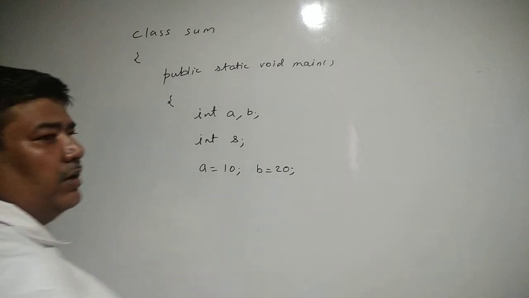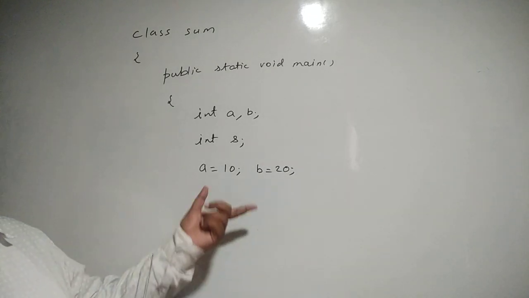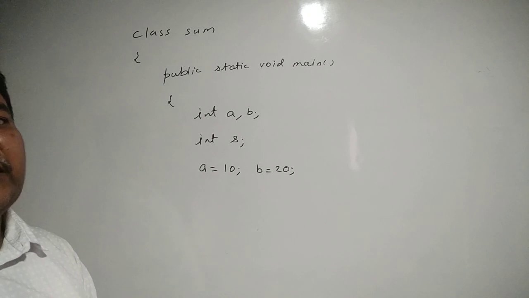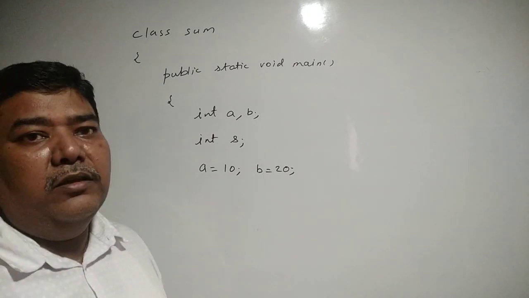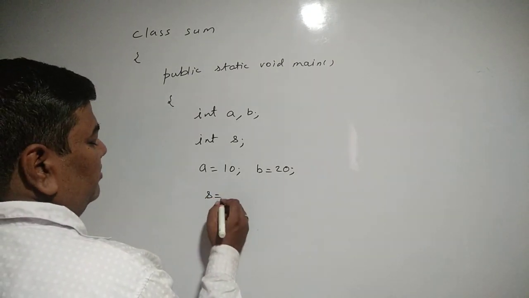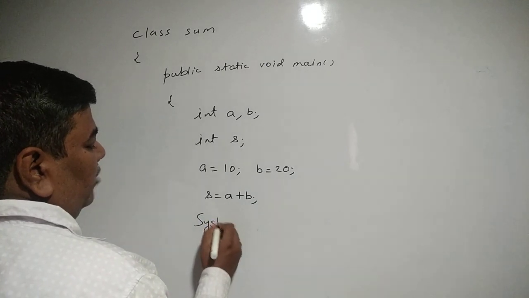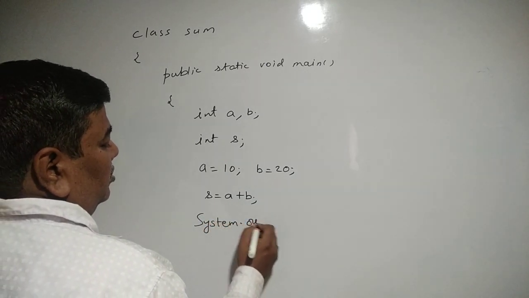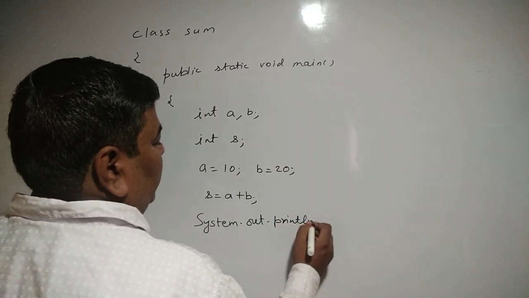Assigning means storing the values directly while writing the program. This process is known as assigning the value at compile time. At compile time means before compiling the program, we are storing the value in the variable. Then we will find the sum, s equal to a plus b, and after that we will print the output, system dot out dot println.